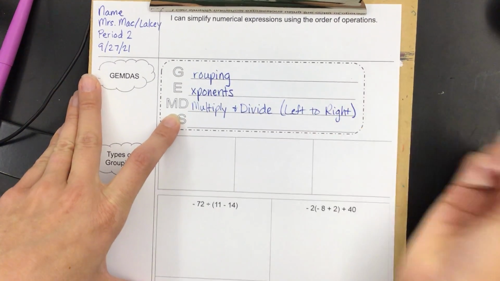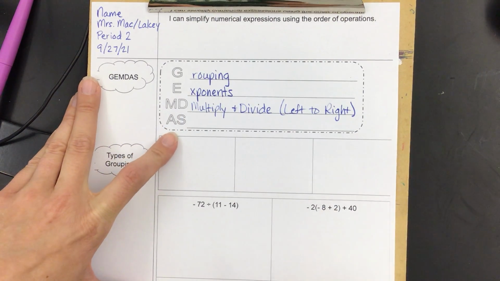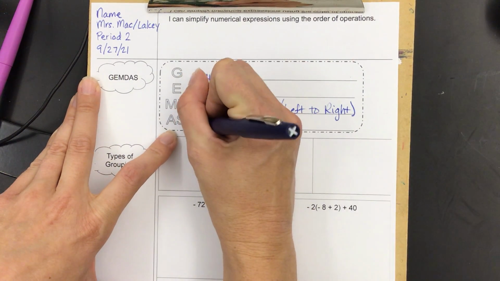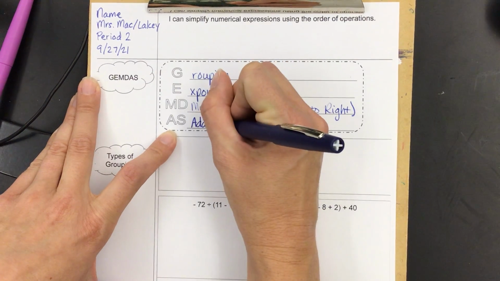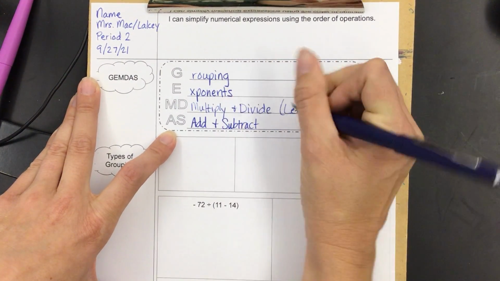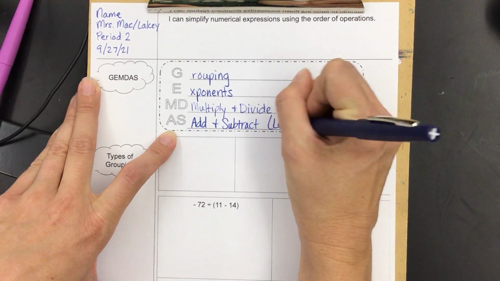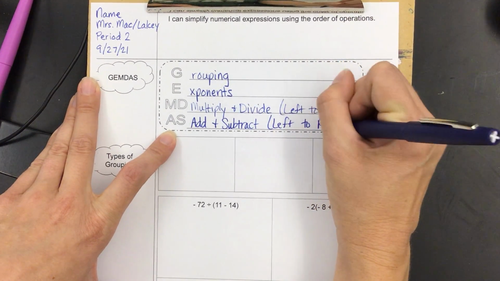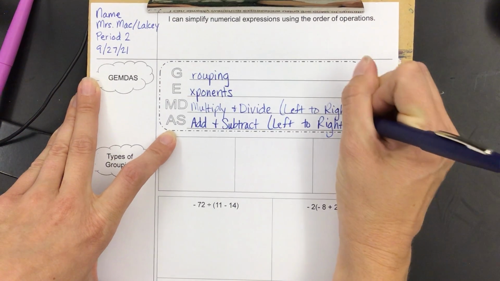And I think this pen is dying on me. Okay, and then AS is add and subtract from left to right. Okay?